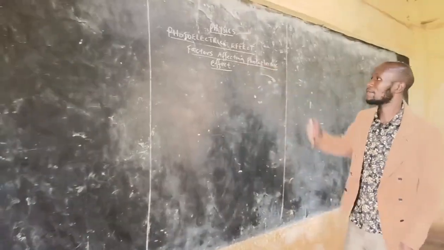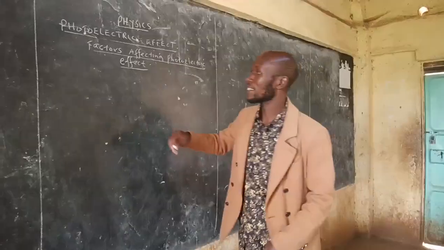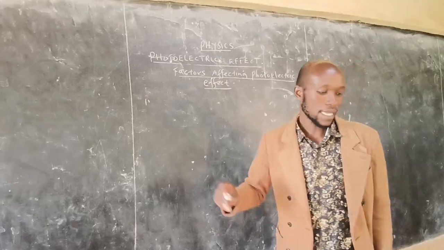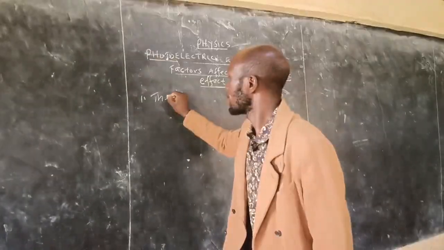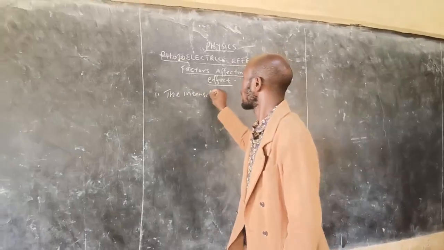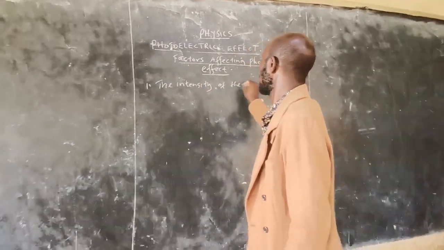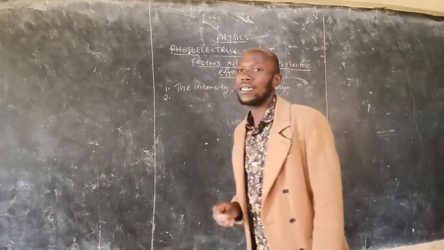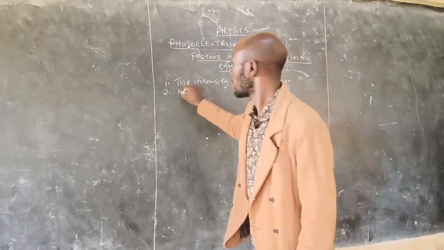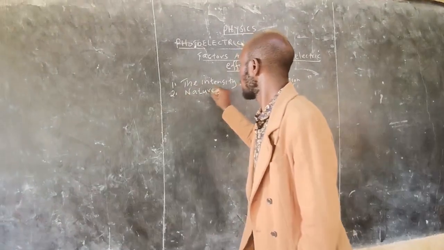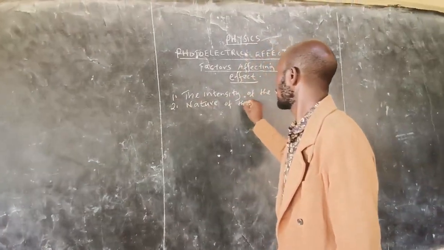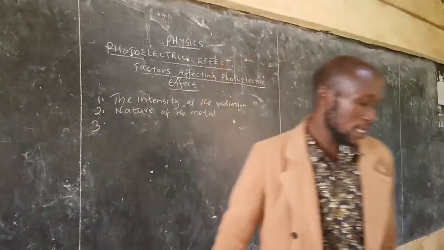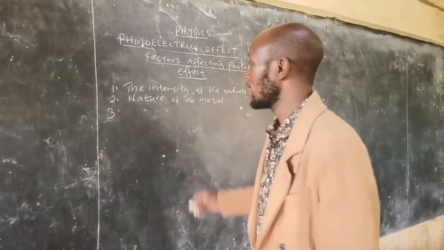Factors affecting photoelectric effect. We have three factors. Number one is the intensity of the radiation. Number two is the nature of the metal. And number three is the energy of the radiation.